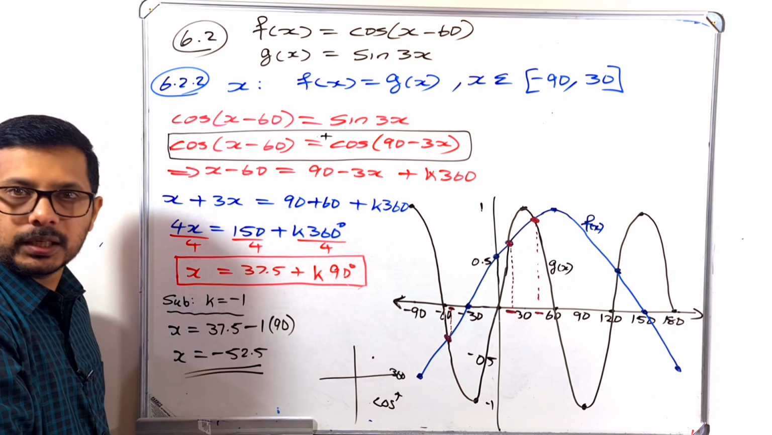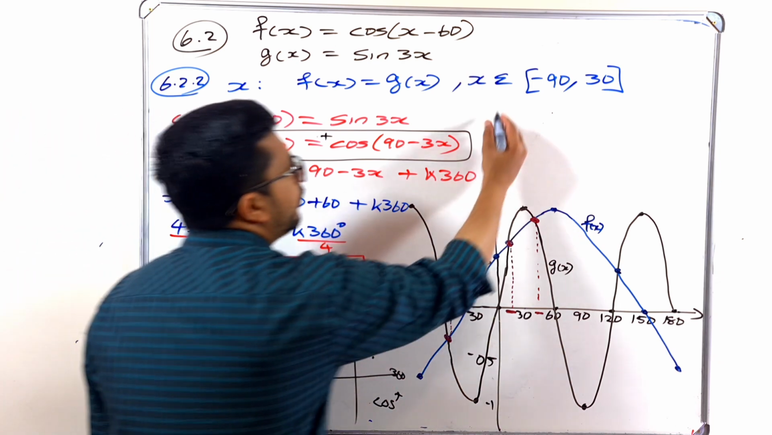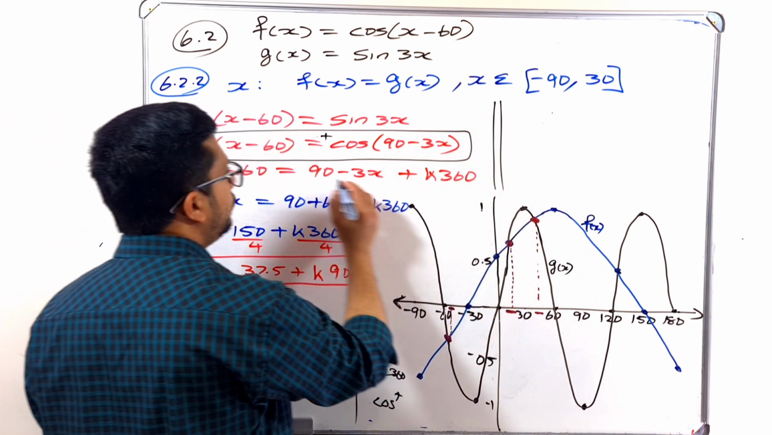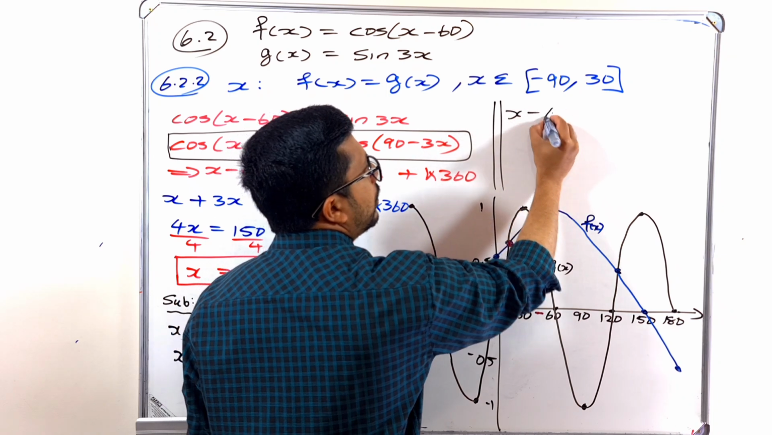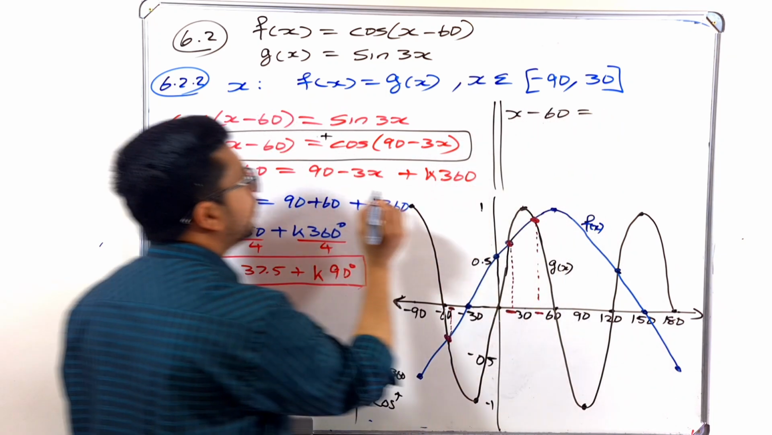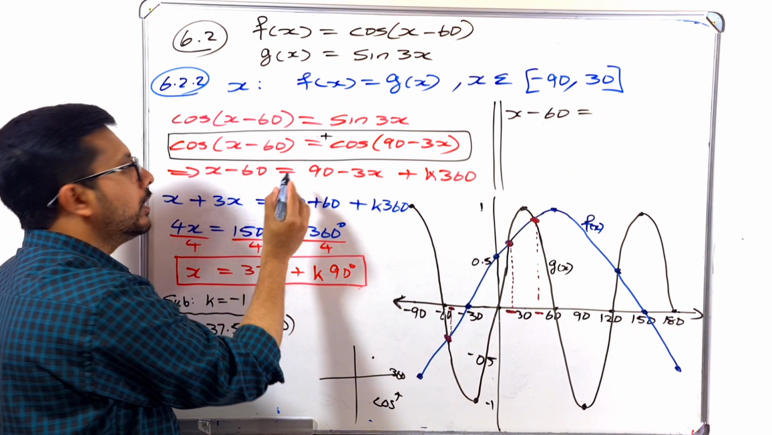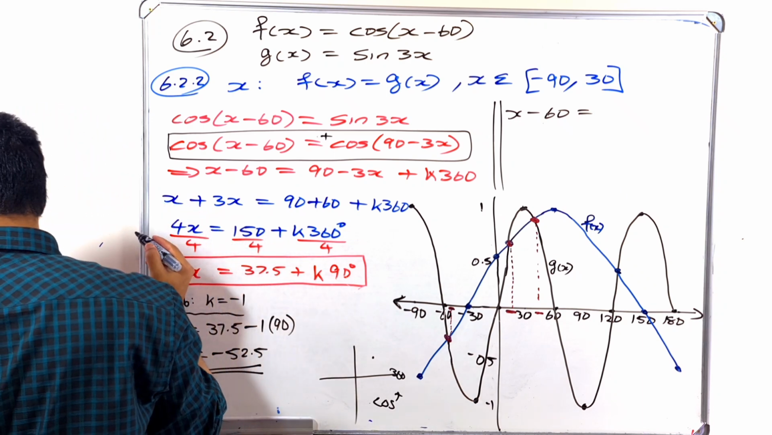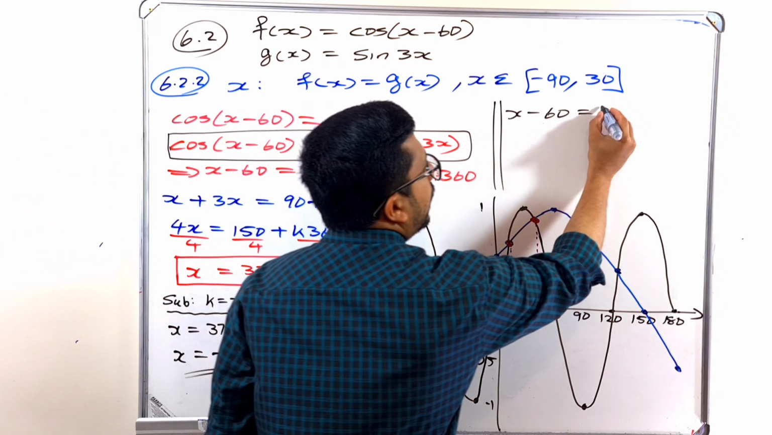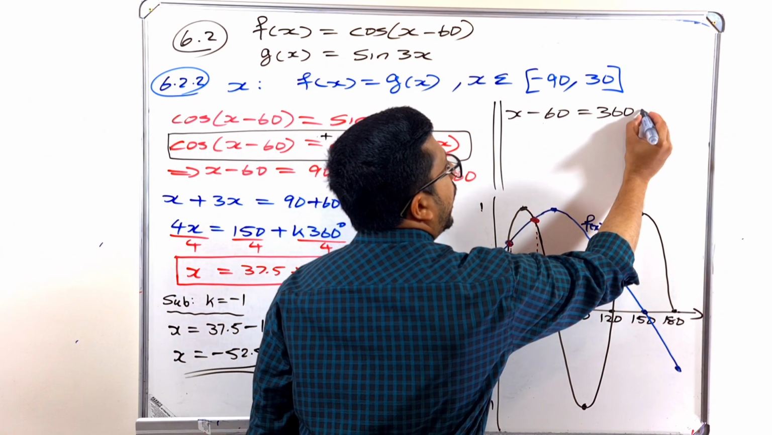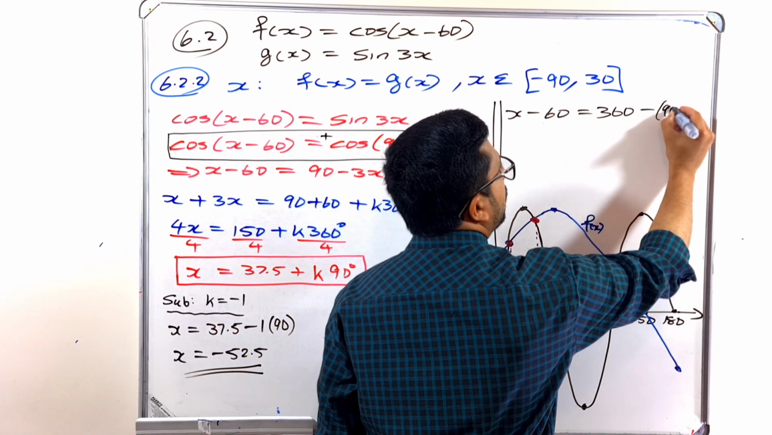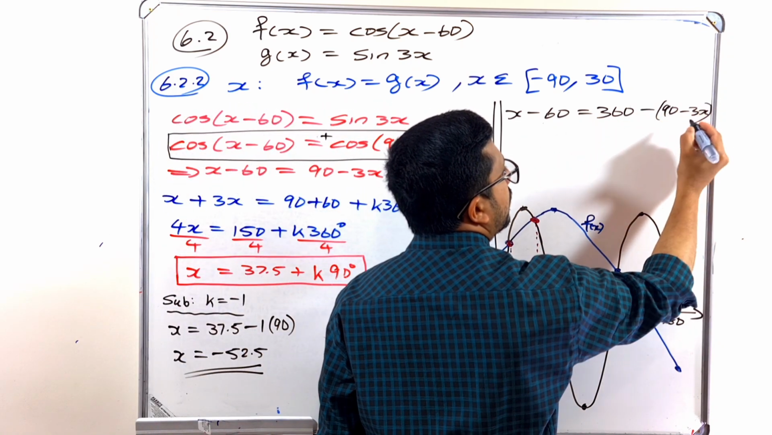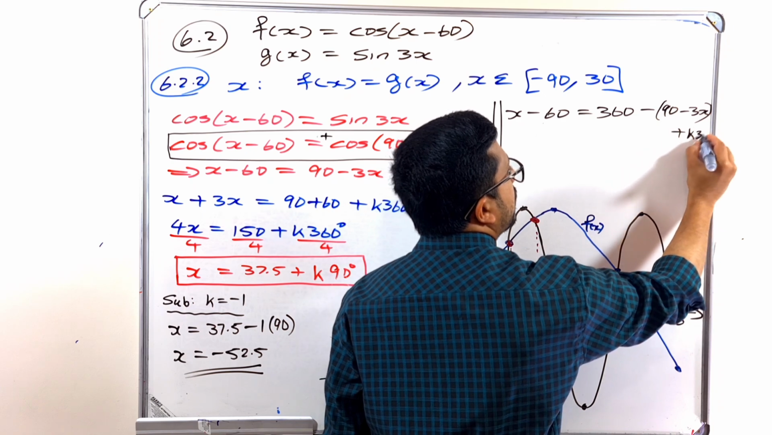360 minus the angle. Okay, so let me write it here. So what is the angle here? x minus 60, look at how I am going to write, is equal to this angle. x minus 60 is equal to 360 minus this angle, 90 minus 3x, then plus k 360.